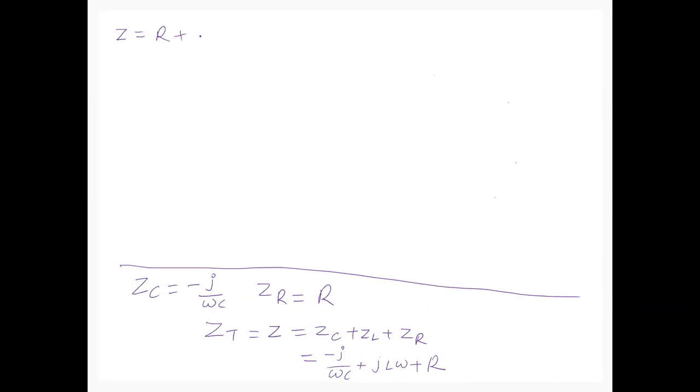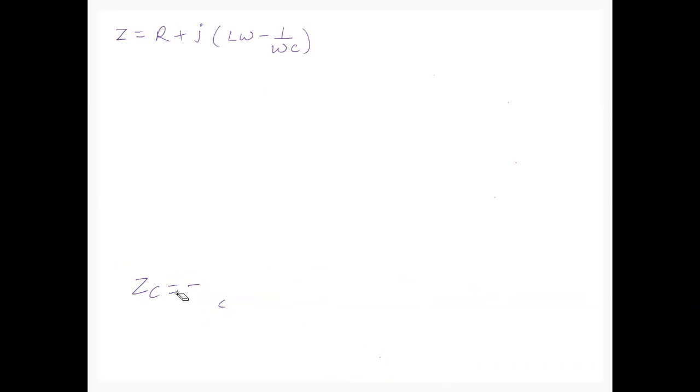Plus, so how do I rearrange this guy? j L omega minus 1 over omega C. That's my Z, right? Okay, see? I rewrote this guy on the top. All right, so this is what we have now. So now let's do the generalized Ohm's law.